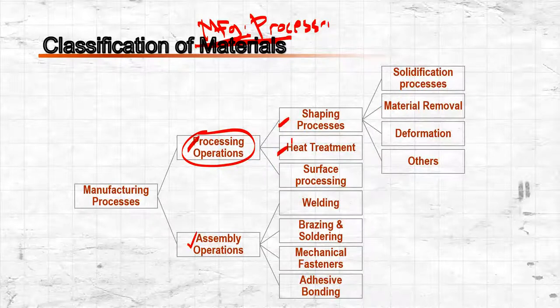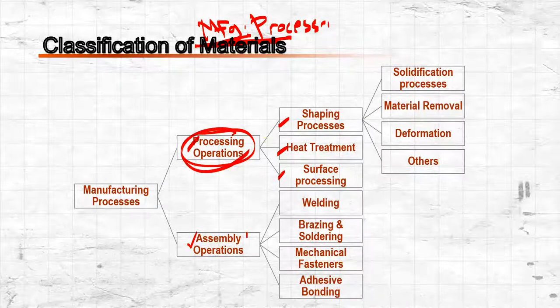Okay, and heat treatment is a processing operation whereby you are improving the properties. It's not changing the shape or altering the geometry, but rather changing the properties, let's say the strength or the ductility. And surface processing refers to the surfaces, like whether it's going to have a smooth surface or a rough surface, or other types of surface operations like knurling. So that's the surface processing.